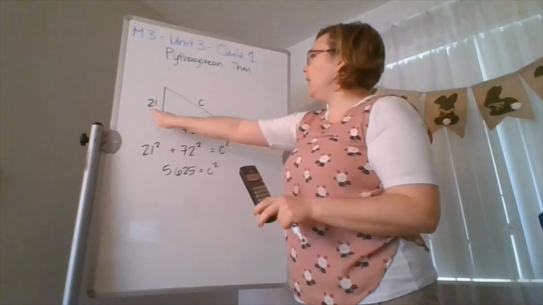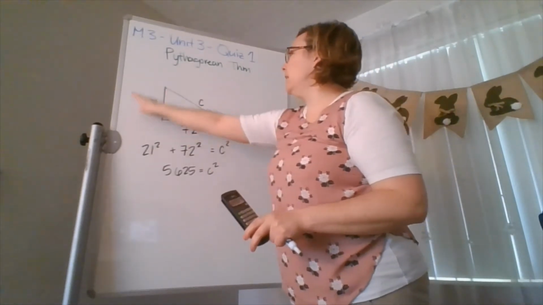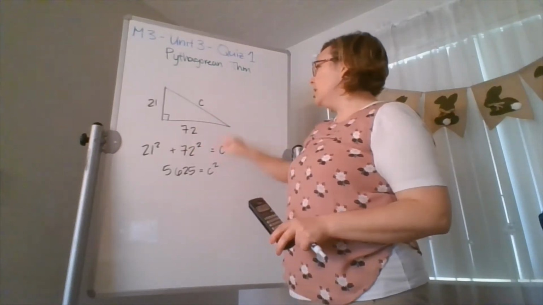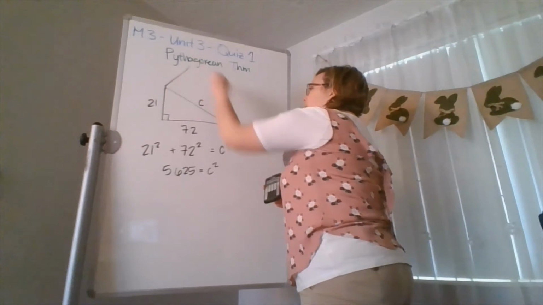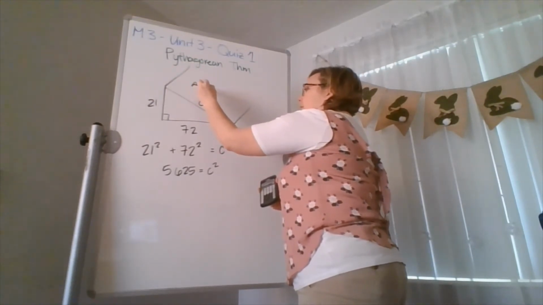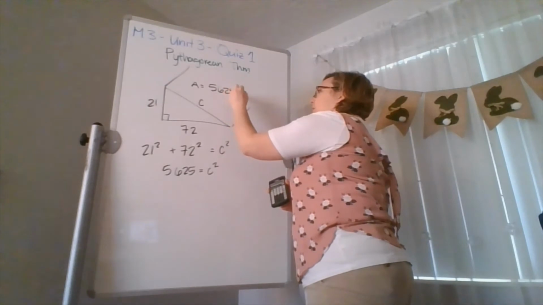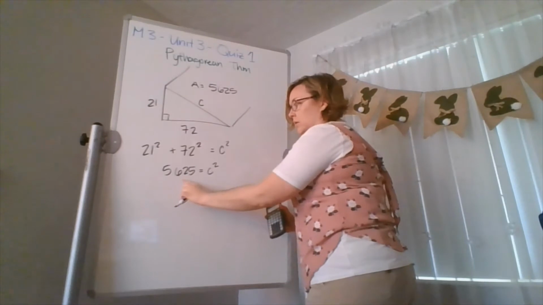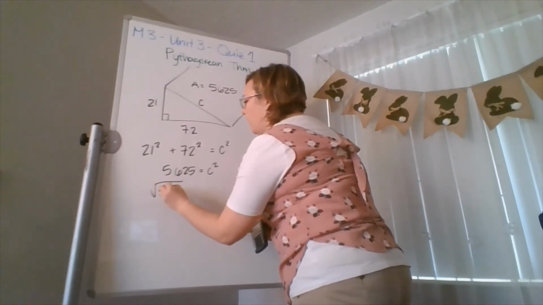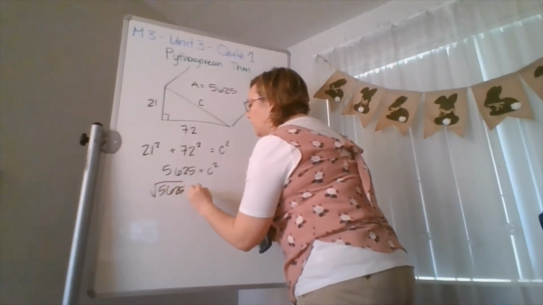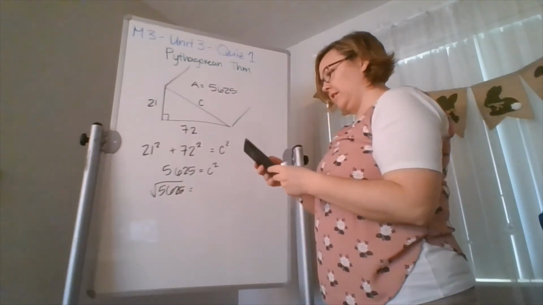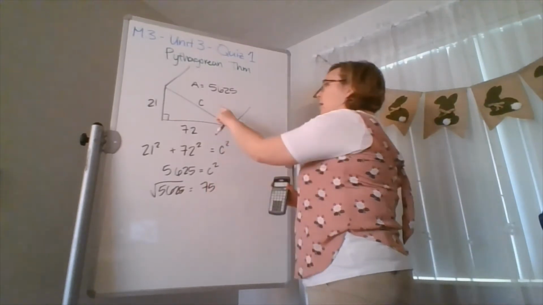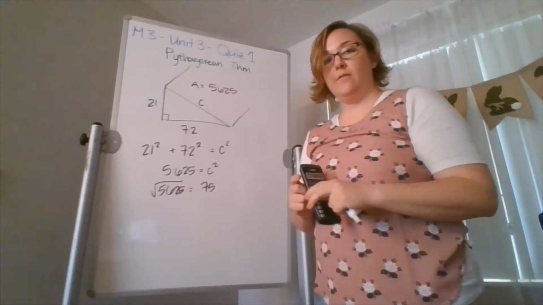Okay, so the area of the square of 21, or this side length, plus the area of the square of 72 equals the square that comes off of here. This square has an area of 5,625. If we just want to know the length of the side, we now need to take the square root. So the square root of 5,625 is, I don't know, let's ask the calculator, 75. So our hypotenuse is equal to 75.